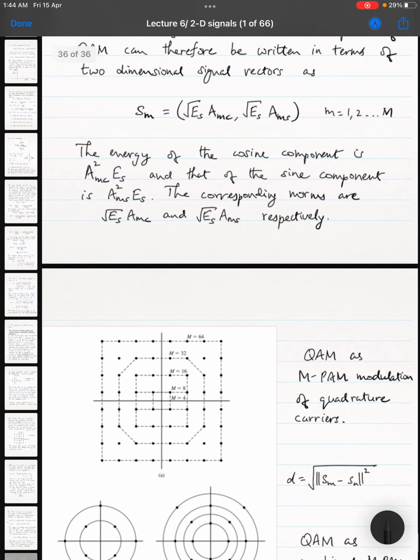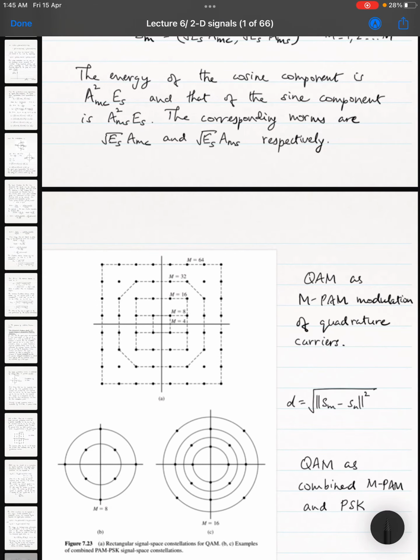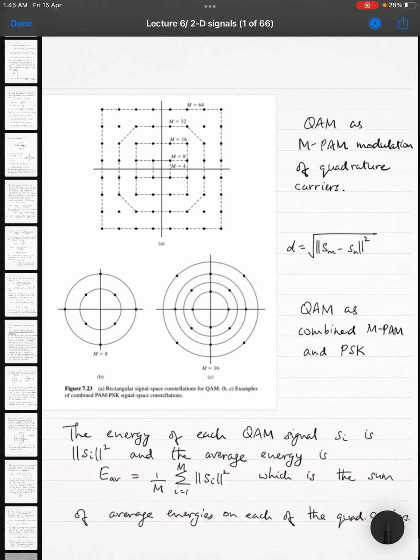So we have the energies of each of those components given here, and extending these ideas we can build bigger constellations. Just as we had for M equal to 4, we can extend it to 8, 16, 32, 64 and so on. So we can have this QAM representation as parallel streams of MPAM signals modulating the quadrature carriers cosine and sine, in which case we have this sort of constellation, which is the rectangular constellation.